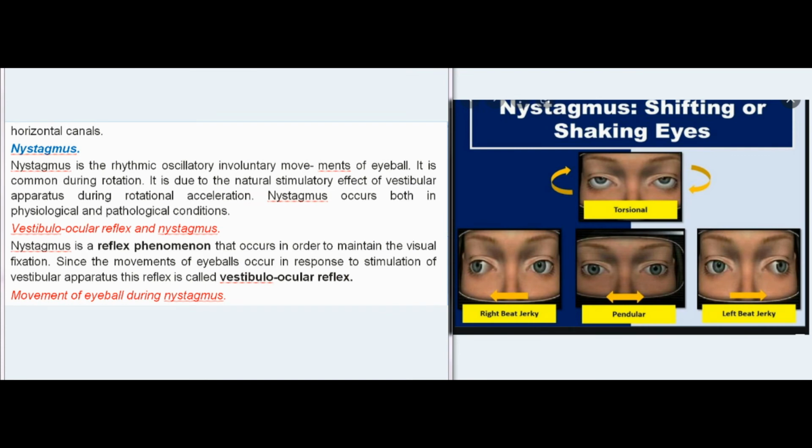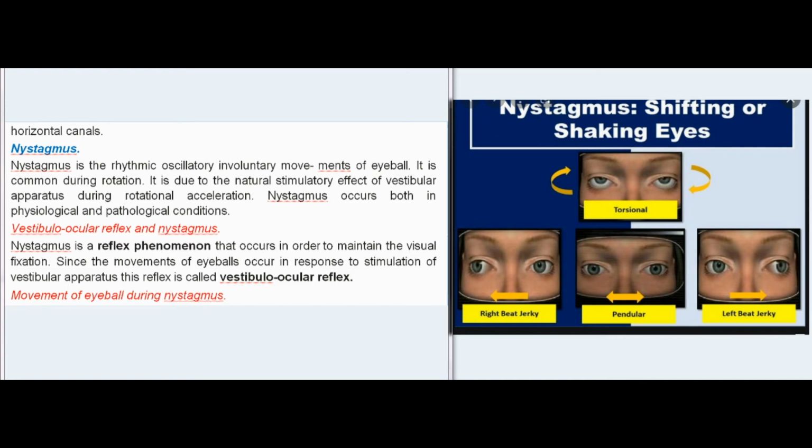Nystagmus. Nystagmus is the rhythmic oscillatory involuntary movements of the eyeball. It is common during rotation. It is due to the natural stimulatory effect of vestibular apparatus during rotational acceleration. Nystagmus occurs both in physiological and pathological conditions. Vestibulo-ocular reflex and nystagmus. Nystagmus is a reflex phenomenon that occurs in order to maintain the visual fixation. Since the movements of eyeballs occur in response to stimulation of vestibular apparatus, this reflex is called vestibulo-ocular reflex.